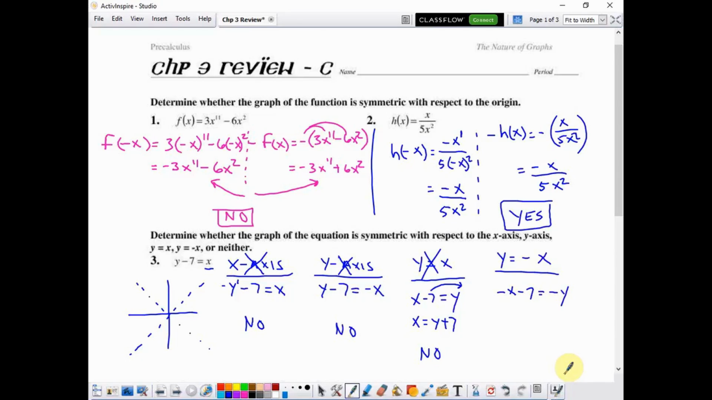Can I make that algebraically match the original function? So I'm going to move that minus 7 over there. I get negative x equals negative y plus 7. And if I multiply both sides by negative 1, I'll get x equals y minus 7. And both sides of this match this original. So I'm going to say yes, there is symmetry with respect to the line y equals negative x.